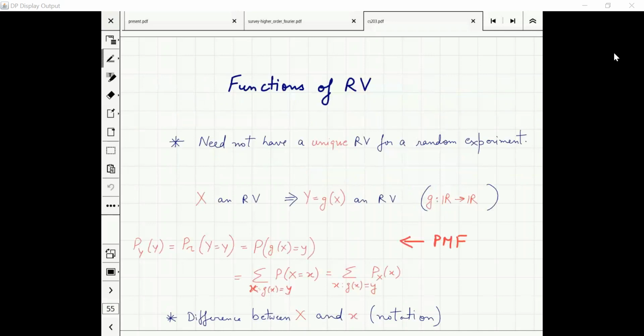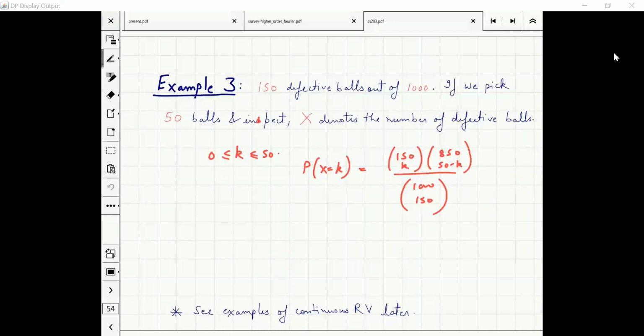Sir, it should be 1,000 in the denominator. Where? 1,000 choose 50. Oh, sorry. Yeah, you are right. It's 1,000 choose 50, right? We are choosing 50 balls out of 1,000, and then k balls out of 150 come up, and 50 minus k out of 850 come up.